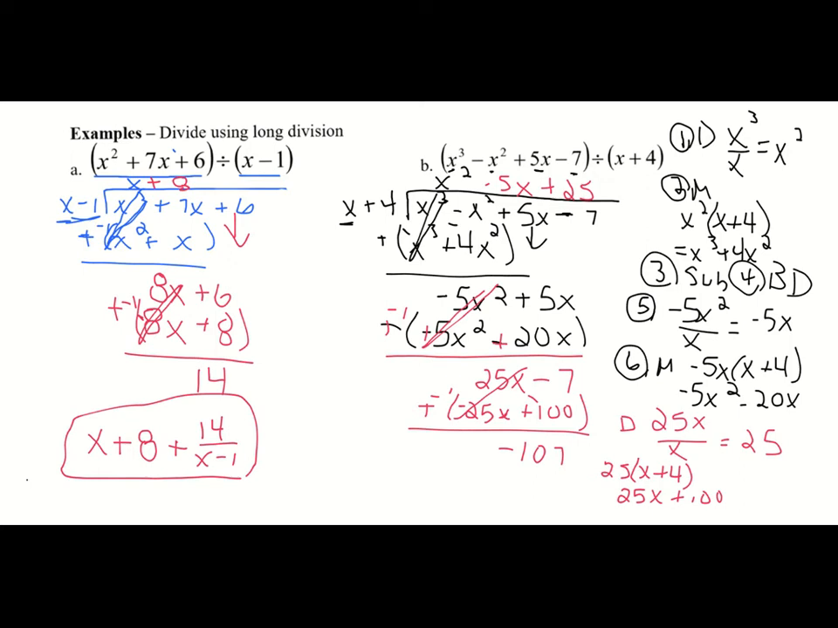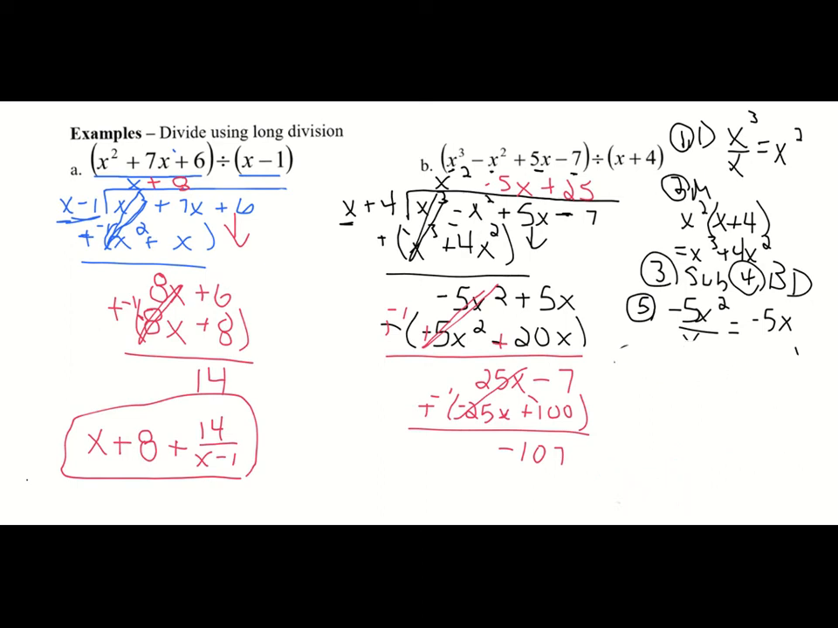So again, when we go to write our answer, I'm going to do a little bit of erasing over here so I can write the full answer. All right, so our full answer is going to be x squared minus 5x plus 25 plus negative 107 over x plus 4. And that's it.